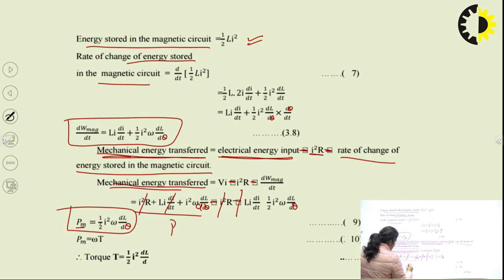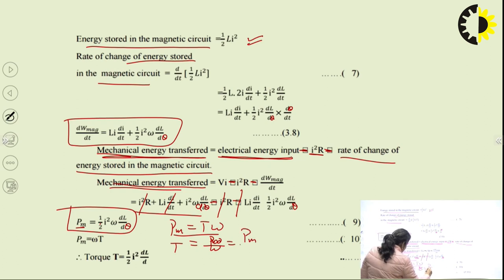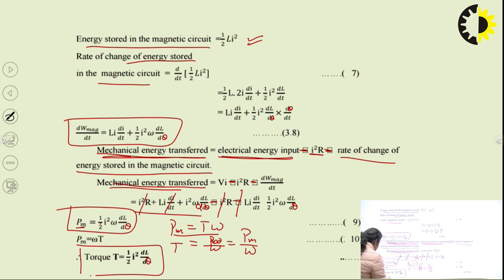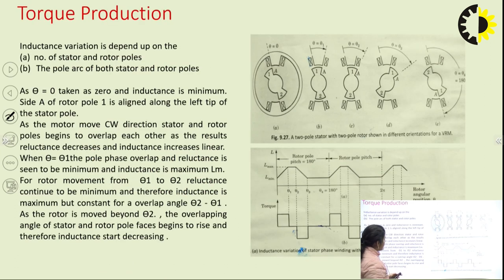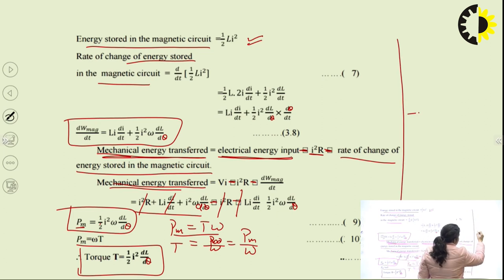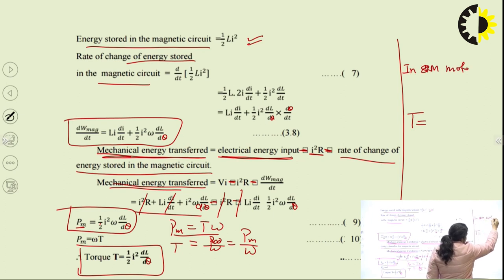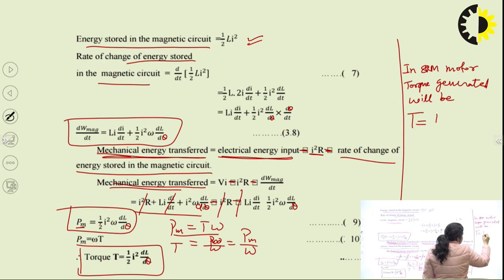So mechanical power will be T omega, right? So torque will be the mechanical power divided by the speed omega, and you are getting half I square dL by d theta. So the final expression of the torque in the SRM motor will be this way. Here you can write the final expression of torque in the SRM motor: T is equal to half I square dL by d theta.